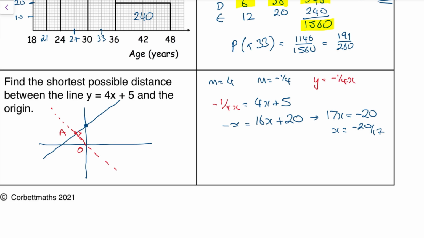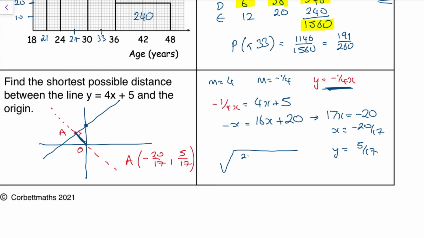Not a nice number at all. I also know from this equation here that the y value is going to be minus a quarter of that. So the y value is going to be, well, minus 20 divided by minus 4 is 5. So the y value is going to be 5 over 17. Crucially, let's be clear, I know therefore my A coordinate is going to be minus 20 over 17 and 5 over 17. And all I need to do then, just basic Pythagoras, is work out the distance from O to A. And that's, as I say, just Pythagoras.